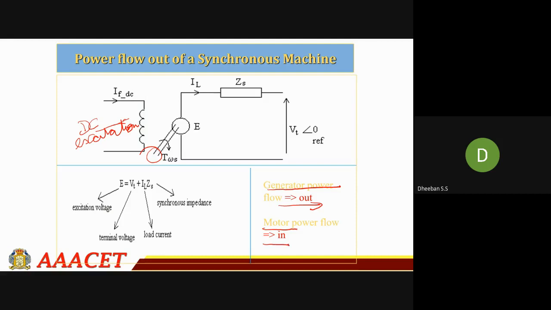So here is the excitation voltage. In case of your motor, you will be calling that the back EMF. Your excitation voltage is at the armature side, and the terminal voltage is Vt. IL is your load current. ZS is nothing but your synchronous impedance.